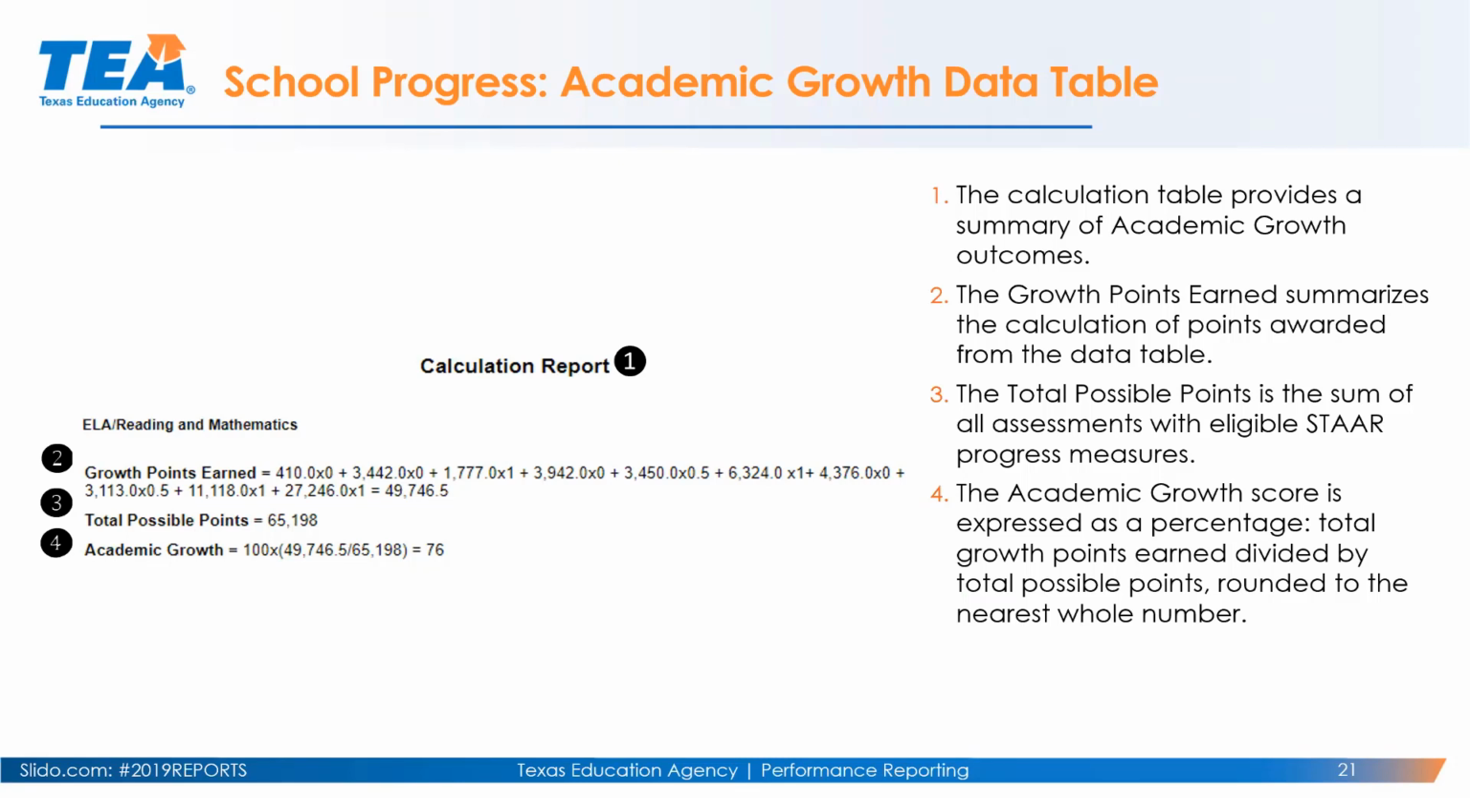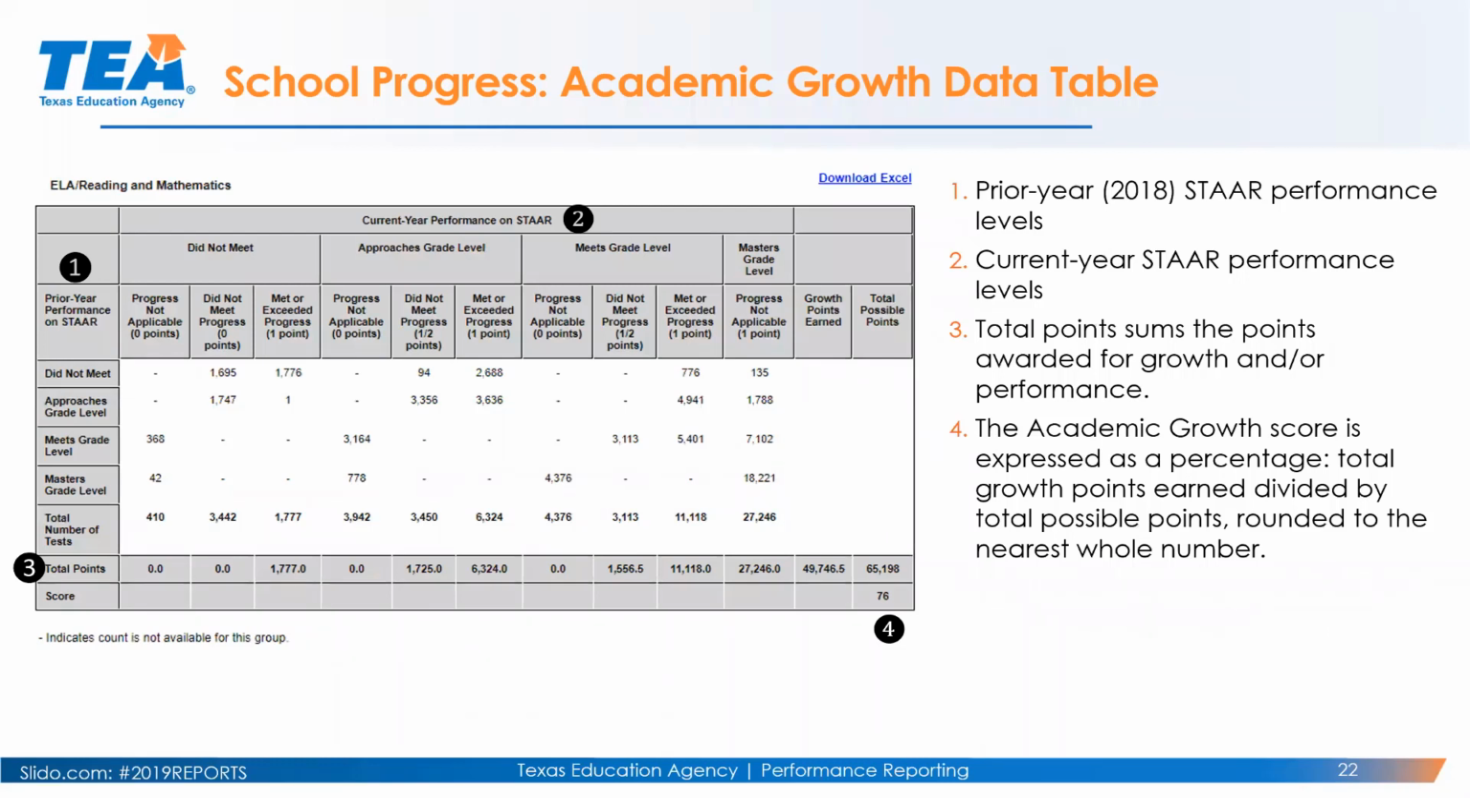Section 3 is the total possible points, and that's the sum of all assessments with an eligible STAR progress measure. And then section 4 is the academic growth score, and that's expressed as a percentage. Total growth points earned divided by total possible points rounded to the whole number. So my numerator is going to be growth points earned, and that comes from the data table below. And then my total possible points is all the possible assessments with eligible STAR progress measures. So that is a summary of the following data table.